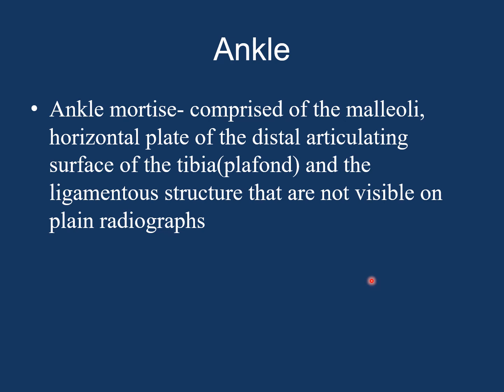If you request for the ankle joint, we have the so-called ankle mortise view, which includes the malleoli, the horizontal plate of the distal articulating surface of the tibia or plafond, and the ligamentous structures that are not visible on plain radiographs. So, if you're thinking of ligamentous tear or probably a muscle injury, then you do not request for a plain radiograph. You know that the MRI will be a better study.